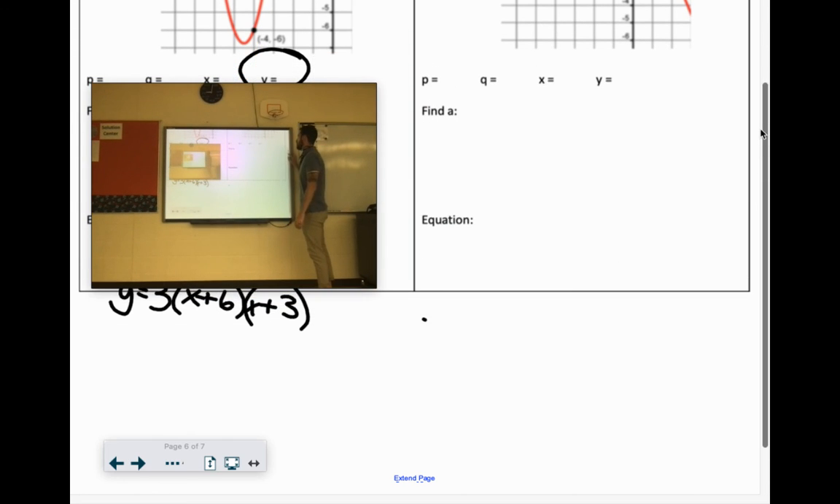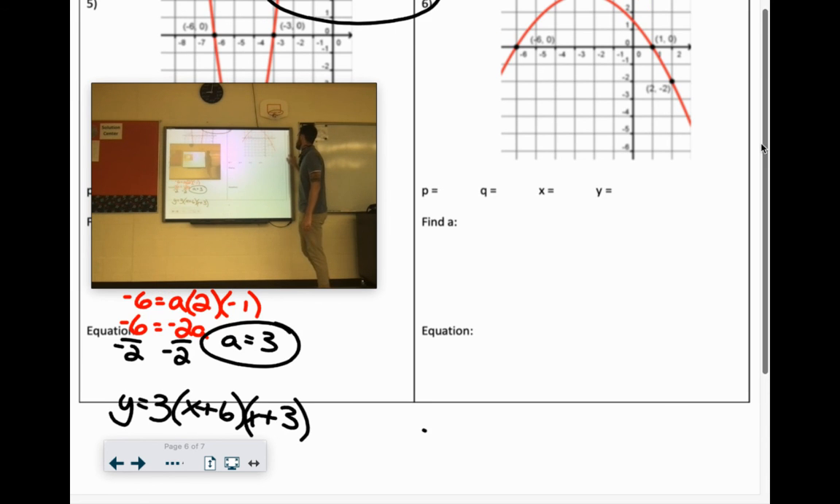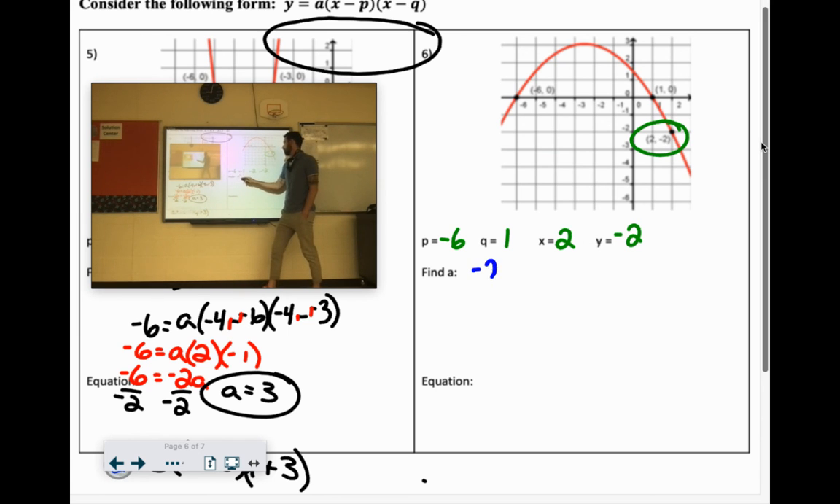P and Q are where it crosses, the x-intercepts. And this one, it crosses at negative 6. Q is at positive 1. And then our other coordinate they give us is (2, -2). Now, we should get a negative A on this one because it's an upside down parabola. So let's see what we get. y, negative 2, equals A times (x minus P) times (x minus Q).